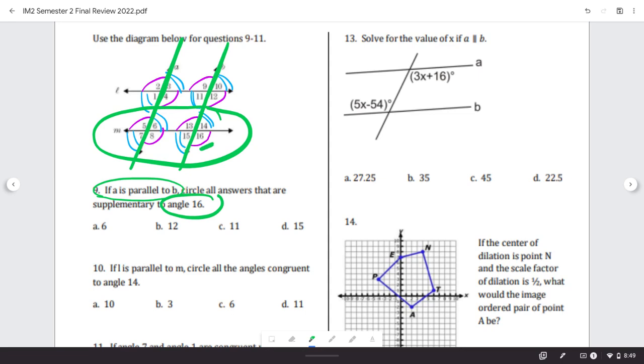If it was talking about what angles are supplementary to angle 12, then we would look over here because angle 12 is over here.